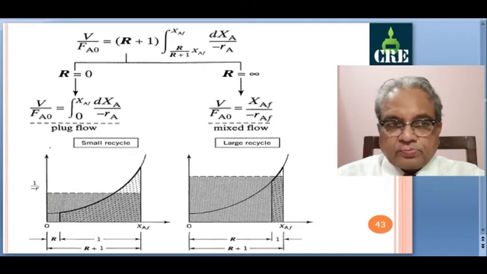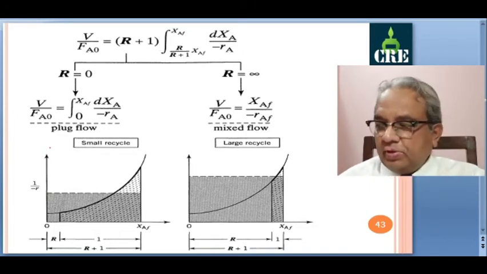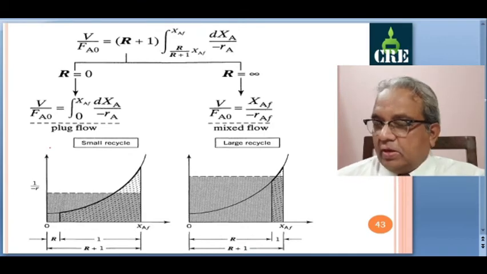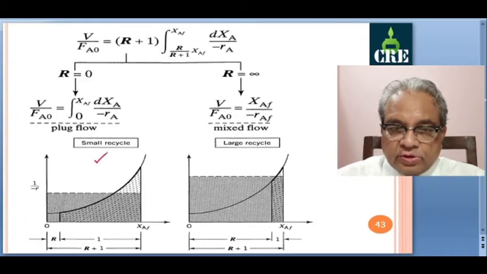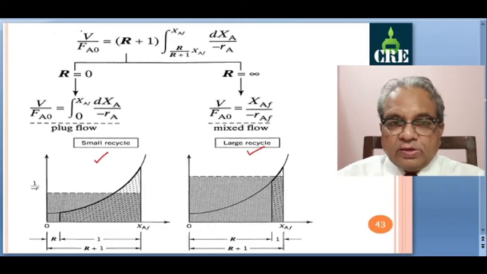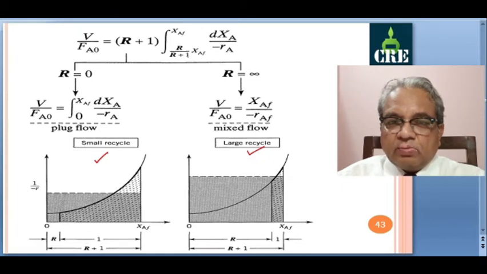Now here you can see the same thing, large recycle and small recycle representations written here. This is representing small recycle, this is representing large recycle. General equation is V by Fa0 equals R plus 1 integral dxa by minus Ra. This is xa1, that is R by R plus 1 into xaf, and this is xa.